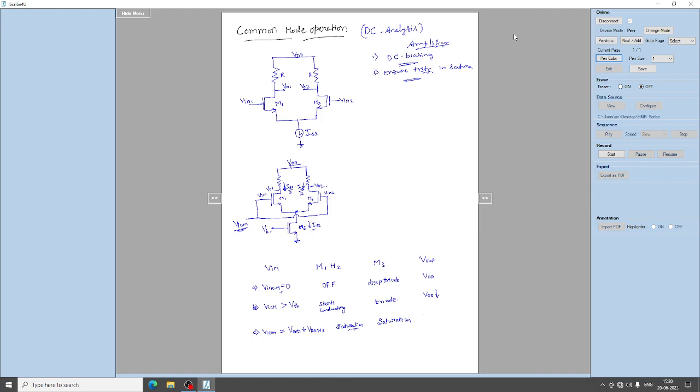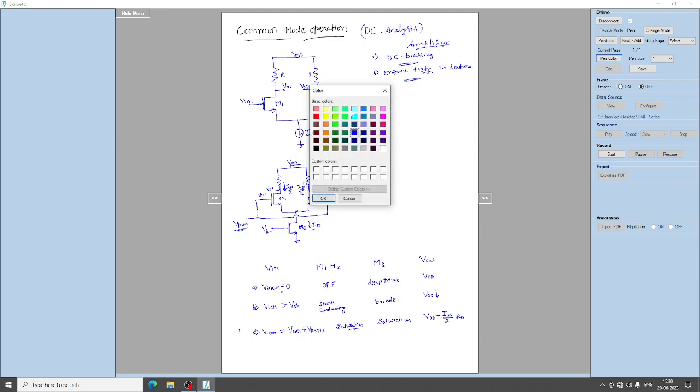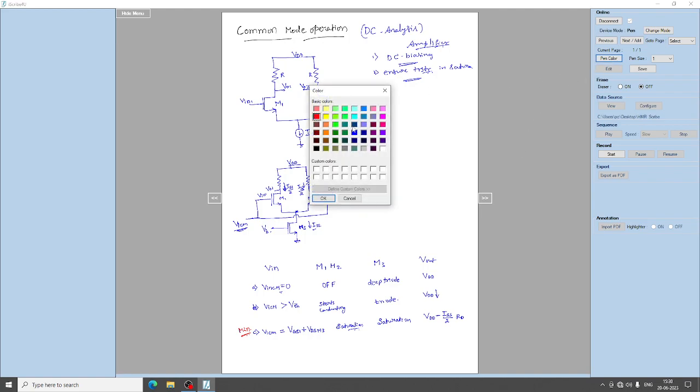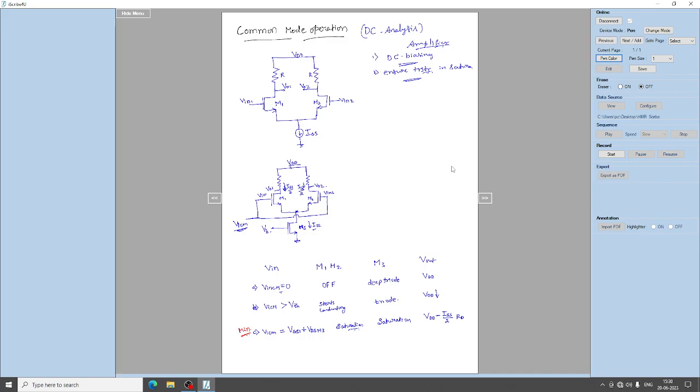And what will be your output? Output will be VDD minus ISS by 2 into RD, right? This is the output we get when the input is VGS1 plus VDS of M3. You see here, this is the minimum voltage we are ensuring, so that the transistor is in saturation region.